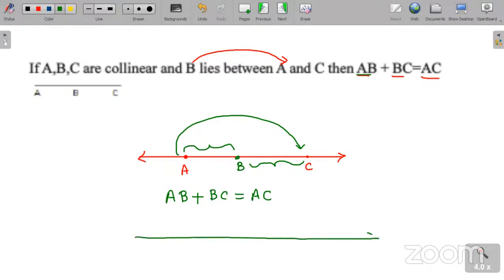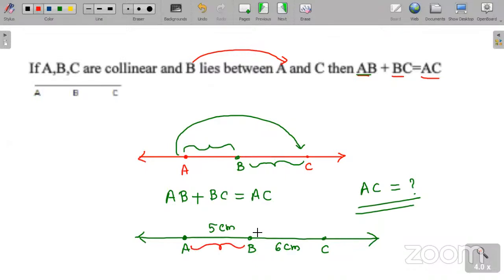For example, see my dear students, this is the A point. Suppose this is the B point. Suppose this is C point. This is 5 centimeters. For example, this is 6 centimeters. So what is the length of AC? Now tell me, what is your answer? See, my dear students, up to here is 5 centimeters.